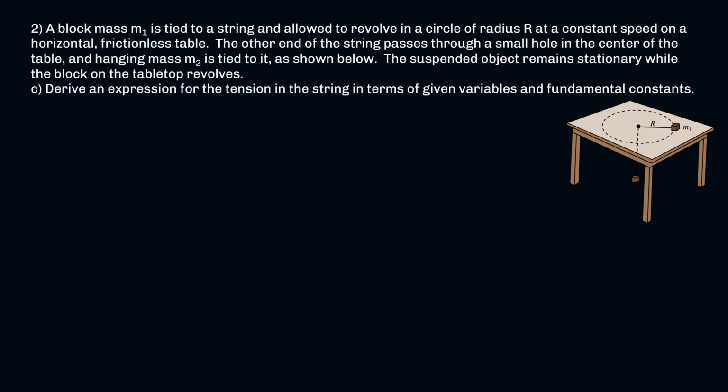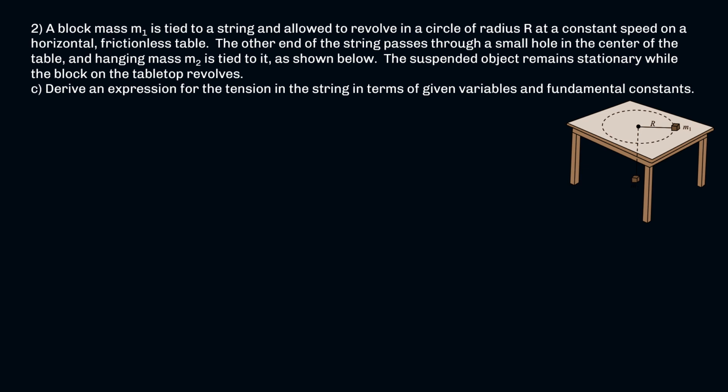In part C, we're going to derive an expression for the tension in the string in terms of given variables and fundamental constants. So which block are we going to use to actually do this? Which one do you think is going to be easier? With M1, the block that's on the table, I know that it's moving at a constant speed, but I don't know what that constant speed is. It didn't tell me the constant speed is v naught or something like that. So I don't really have enough there to actually deal with that.